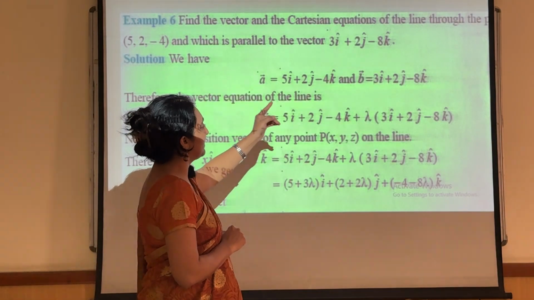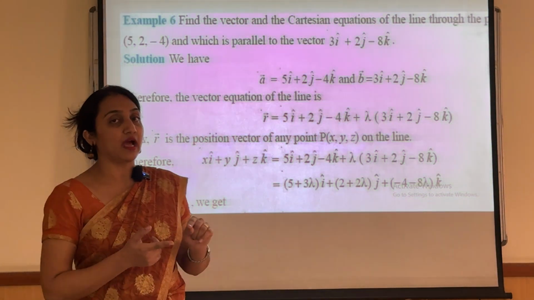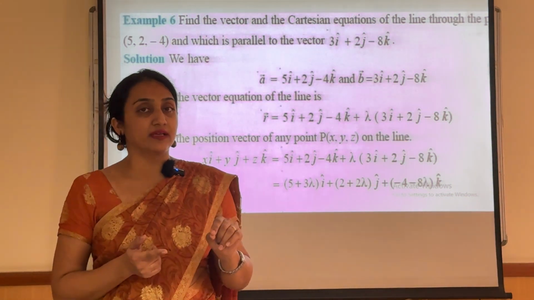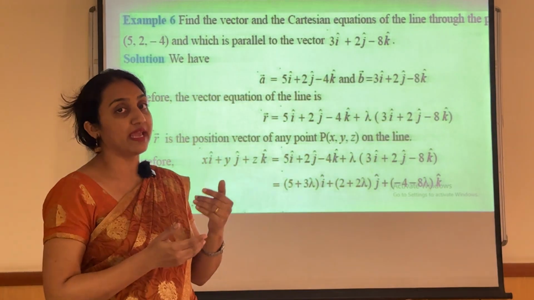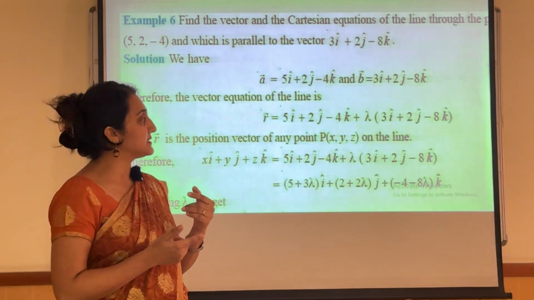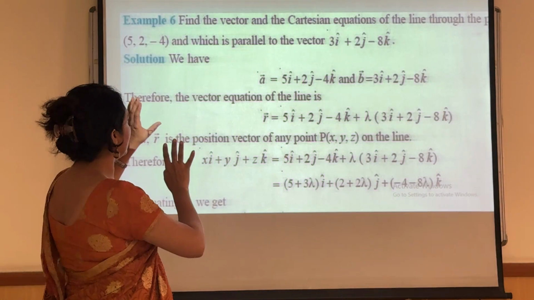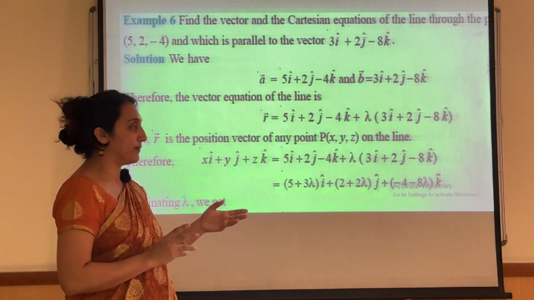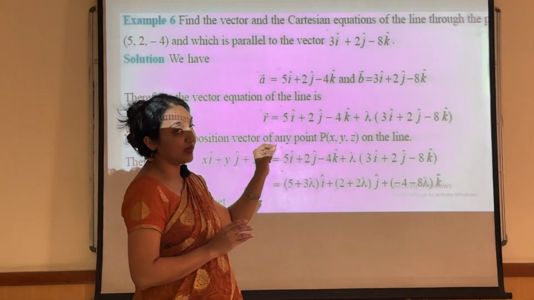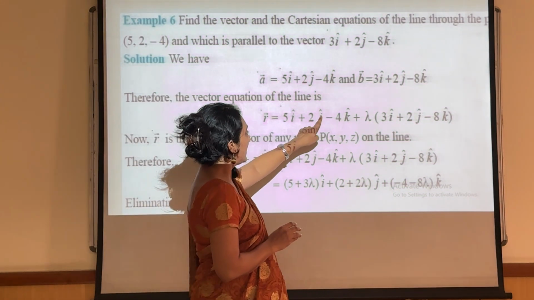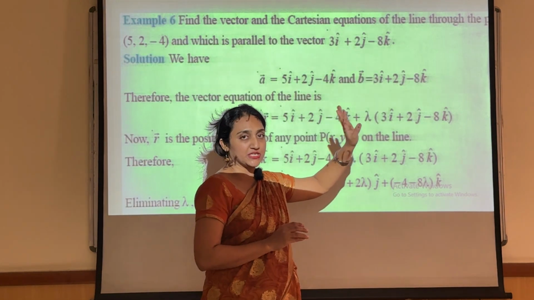Vector a is there, vector b is there, and we know vector r is always the vector which is having the variables. It will be x i cap plus y j cap plus z k cap. Now nothing to do, we will just put the vector a and vector b in our formula. What is the formula? Vector r equals vector a plus lambda times vector b.